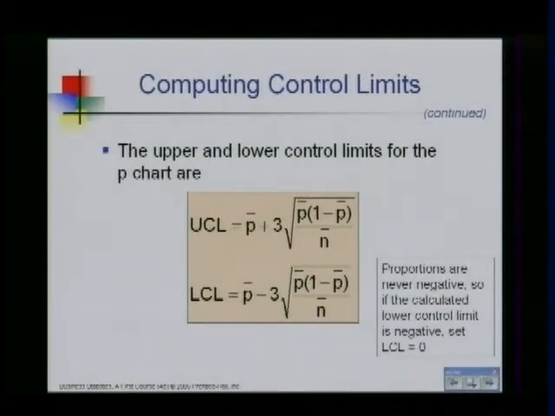Okay? Proportions are never negative, remember? So if I find a lower limit that would be negative, what I do is I set it equal to 0, or equal to the x-axis on my graph. Because I can't have a negative value, I don't have to worry about it below 0 anyway.